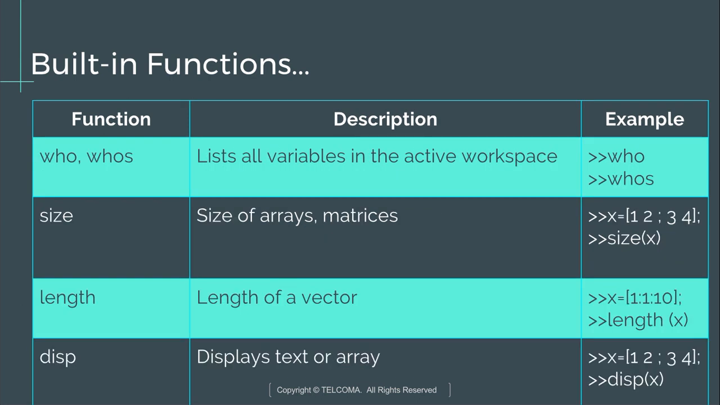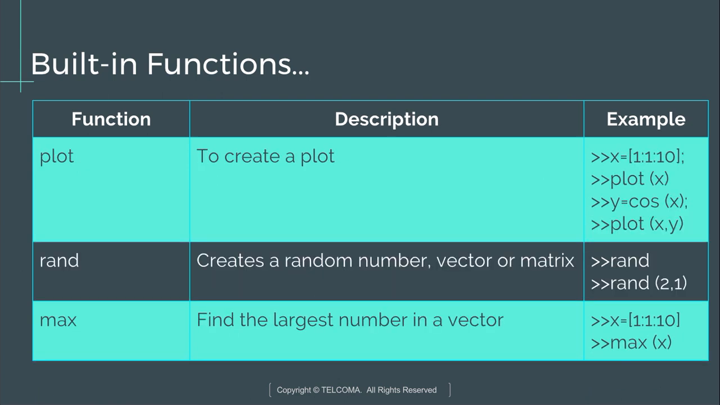Next is who and whos. These were also discussed in our previous tutorials, and list all variables in the active workspace. Then the size command, which is used to display the size of arrays or matrices. The length command will give the resultant length of a vector. Then the disp command, which is used to display text or an array. Next is the plot command, which is used to create a graph or a plot. Then is the rand command, which is used to create a random number or a vector or a matrix.